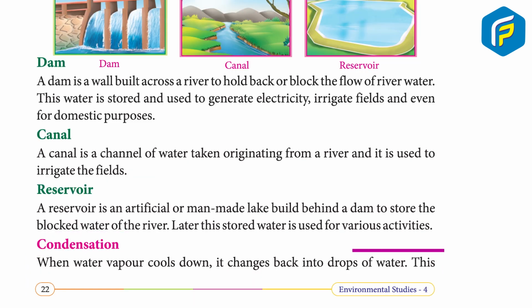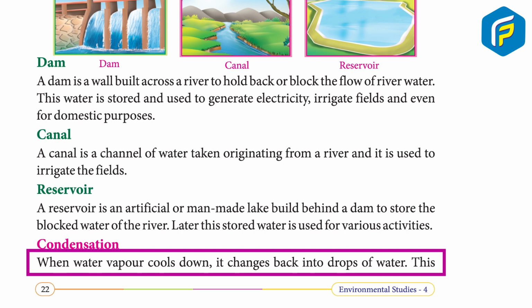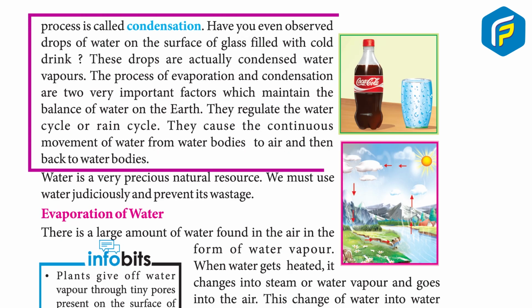Condensation. When water vapor cools down, it changes back into drops of water. This process is called condensation. Have you ever observed drops of water on the surface of a glass filled with cold drink? These drops are actually condensed water vapors.